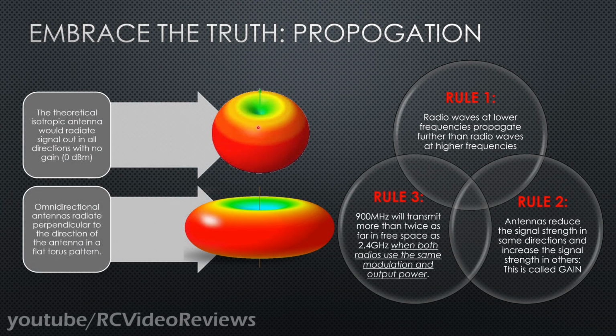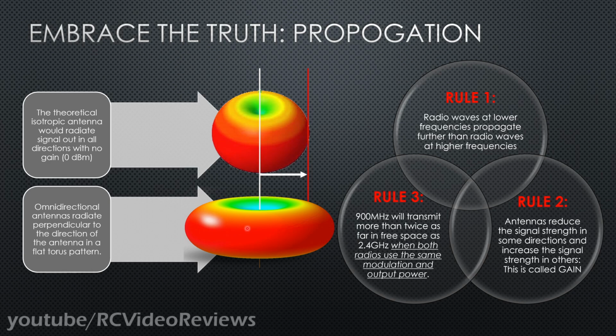I have 2 antenna radiation patterns on the screen now. The top one is called an isotropic antenna. This is a theoretical antenna. It's meant to be perfect, means there's no gain in any direction. It's perfectly spherical or isotropic. The bottom antenna shows an omnidirectional antenna, and you can see by looking at these 2 images that the omnidirectional antenna gives something up. It's not perfectly radial. It's not a perfect sphere. It's more of a flat torus pattern or a torus ring.